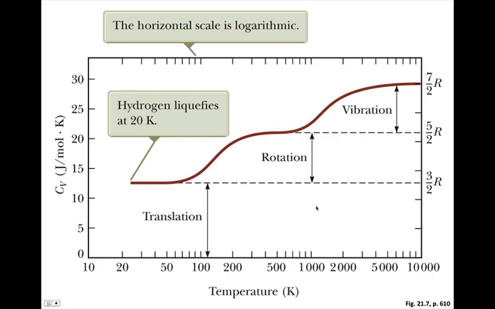Okay, now this is an interesting graph. It shows us for hydrogen gas, H2, how the CV varies as the temperature varies. So you can see at low temperatures, below around 100 kelvins, the CV is equal to 3/2 R. That's due to the 3 degrees of freedom. Between around 100 kelvins and around 1000 kelvins, we end up with CV equal to 5/2 R. And then as we increase the temperature above that, we end up with 7/2 R.